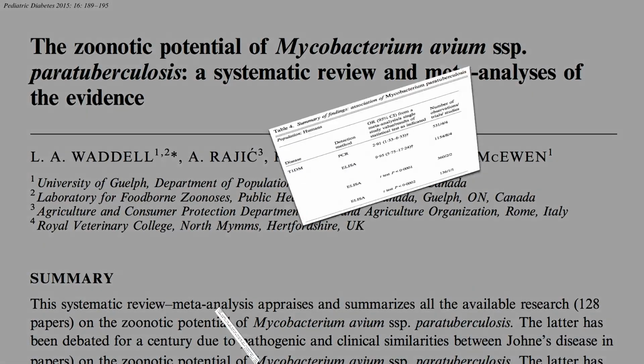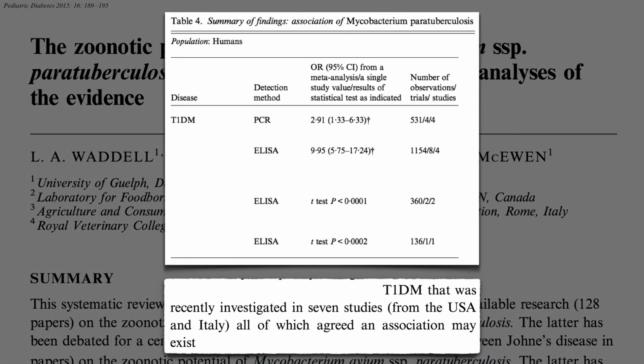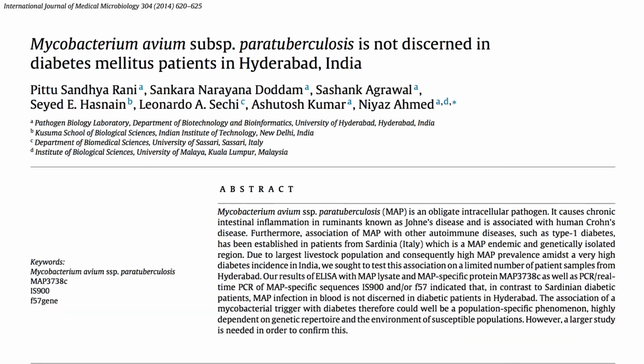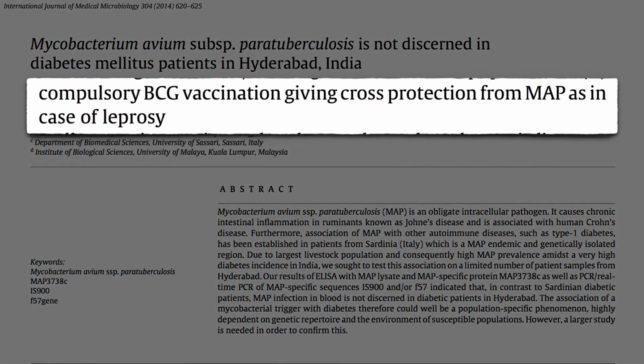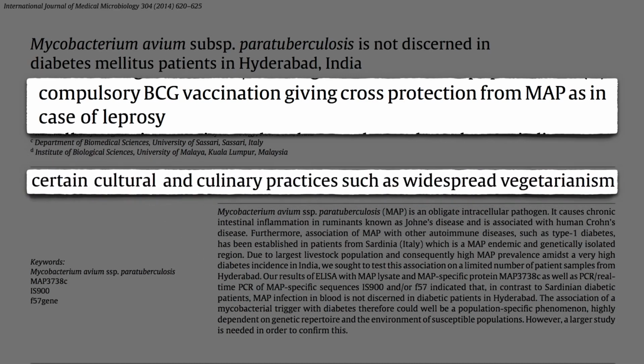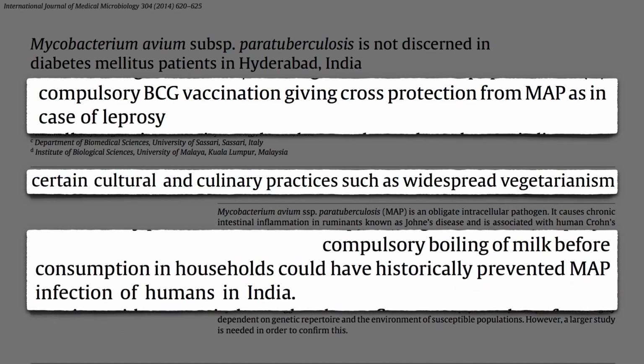This 2015 review found that all 7 out of 7 human studies found an association between type 1 diabetes and paratuberculosis exposure, but it's actually only 7 out of 8, since that review, a study in India was published finding no link. A few possible explanations were offered. Maybe it's because they have compulsory vaccination for regular TB, which might offer cross-protection against paratuberculosis as it does with leprosy. Or maybe because they eat so much less meat, or maybe it's because of their compulsory boiling of milk before consumption.